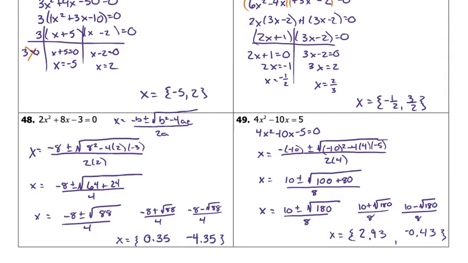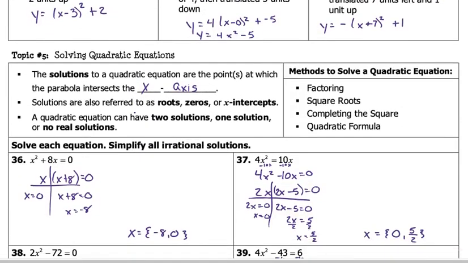So again, we have 4 different ways to find solutions: factoring, square root method, completing the square, and the quadratic formula. And we just looked at all 4 of those.